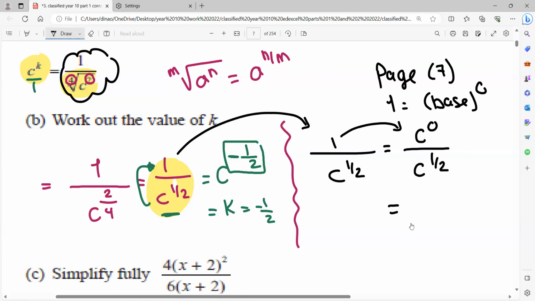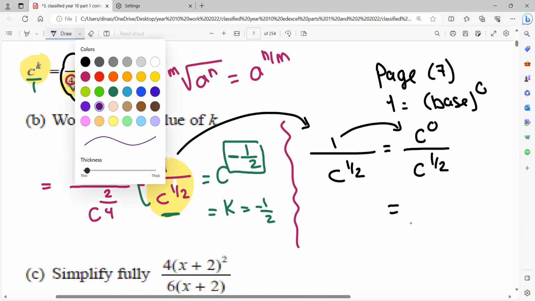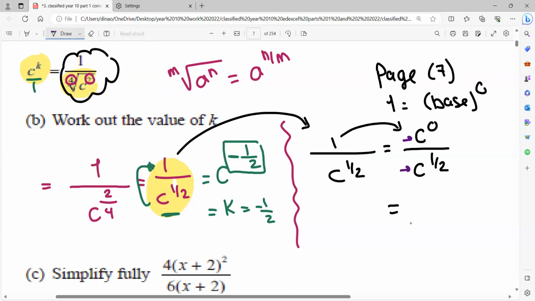And now, what do I do with the powers? Since I have the same base, and since the operation here is division, I am allowed to subtract the powers. So 0 minus half, which is negative half. And of course, I will get the same answer. So the K is equal to negative half. You want to keep it as a decimal, you want to keep it as a fraction, it is totally up to you.